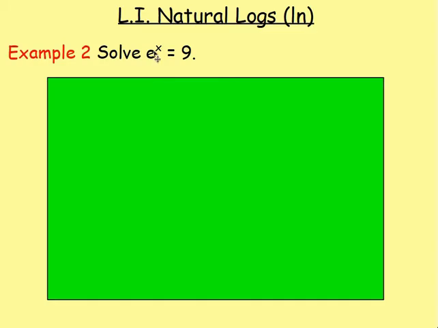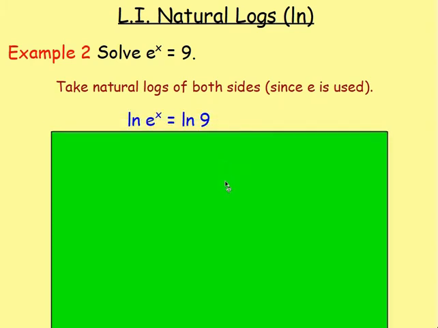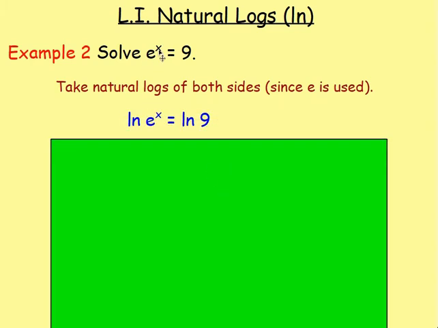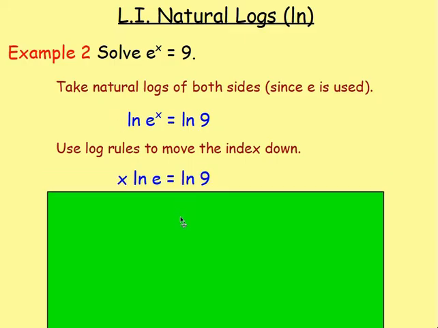Example 2, solve e to the power of x equals 9. So for this one, what we're wanting to do is find the value of x, and x is an index. We need to find some way of bringing that index down. How could we do that? We take the log of both sides. However, because e is involved, we would use the natural log. So we're going to take ln of both sides. So ln e to the power of x will equal ln 9. From there, we can use the log rules to move the index down. Remember the rule, if you've got an index here, you can move that down to the front. So you'll have x ln e, and the right-hand side will stay as it is.